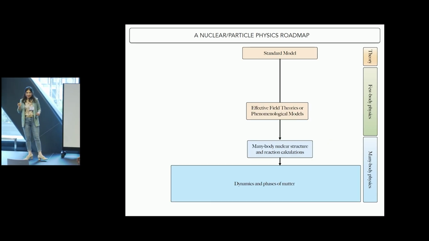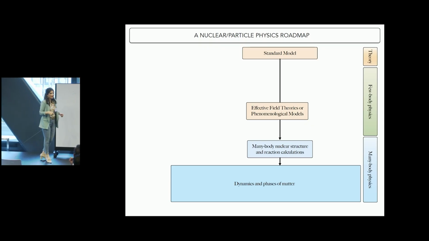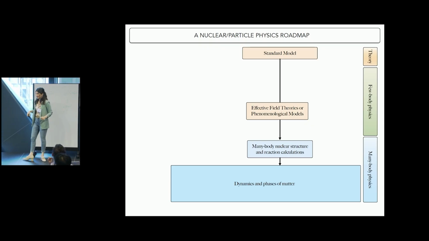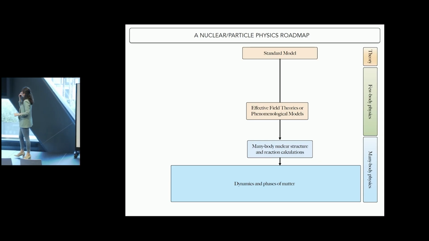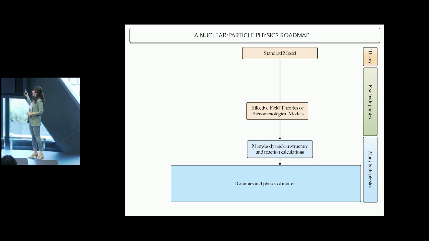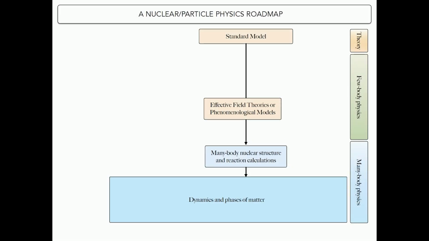So the way that the community has been approaching this, in the absence of quantum computers, with everything that we have at our disposal at the moment, is that we start from the standard model. We predict a few observables in the few-body sector, like the proton-proton fusion rate, like the neutrino-less beta decay rate.